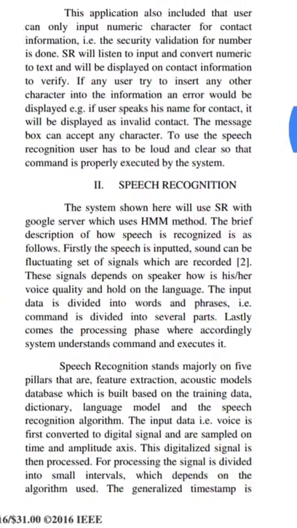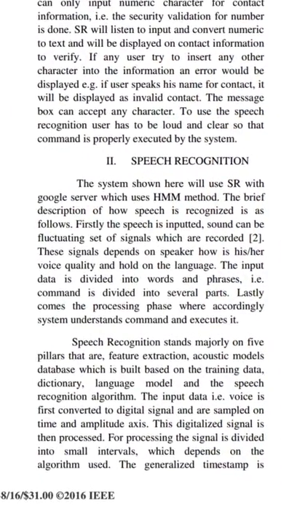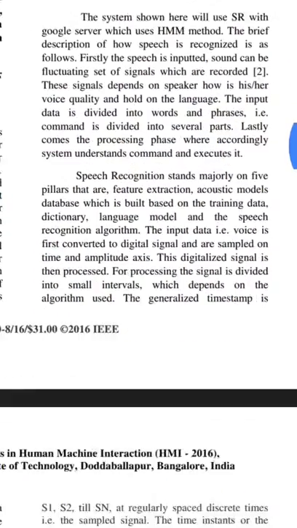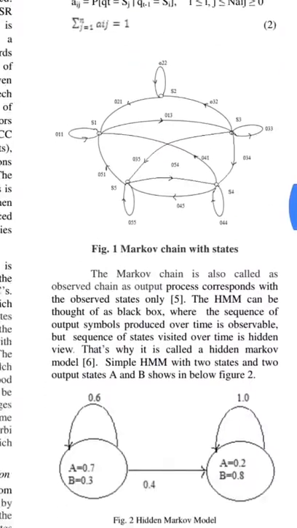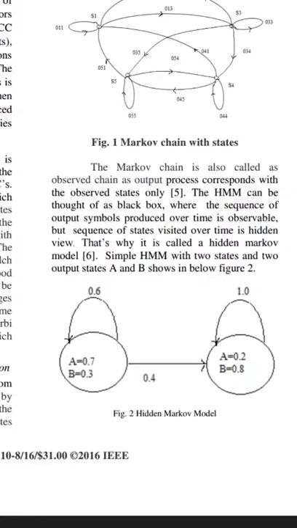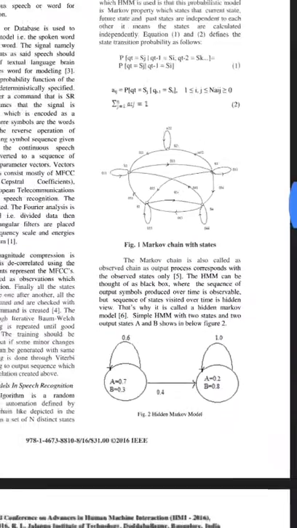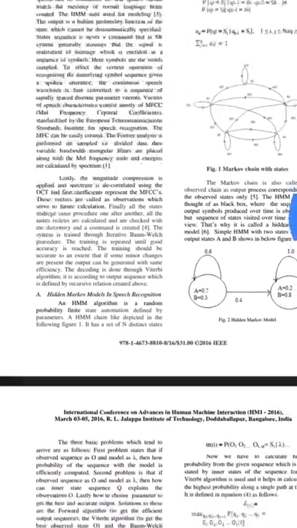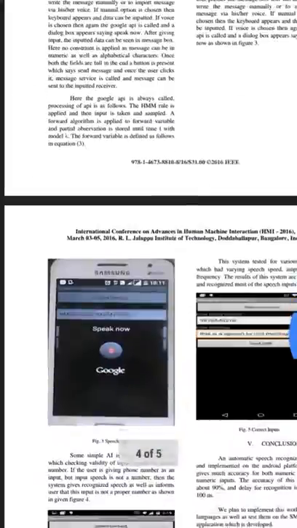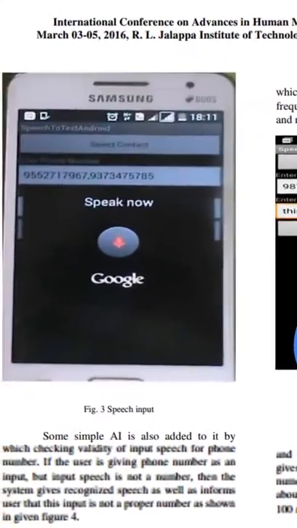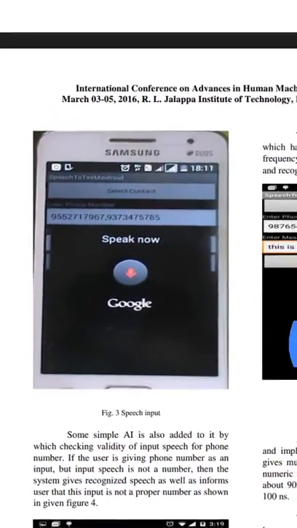Here it is shown clearly, they are using the hidden Markov method to convert the speech to text. This is the Markov chain with states, and this is a hidden Markov model. By this method, our speech is converted to text and further processed and sent as SMS to a particular contact. These are the screenshots given.